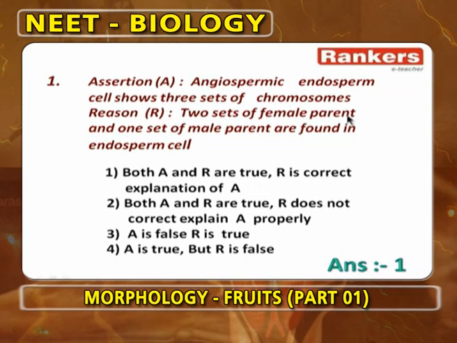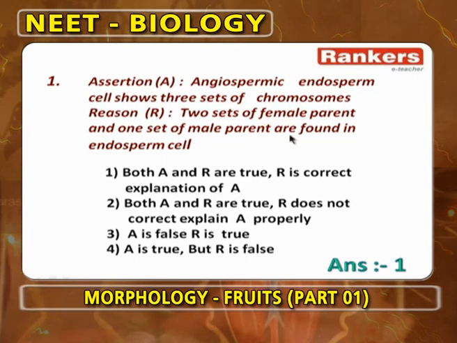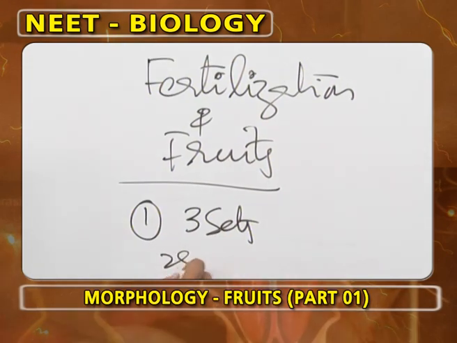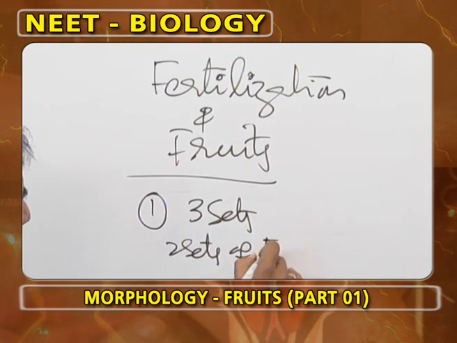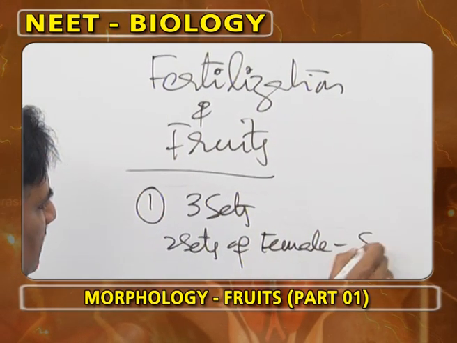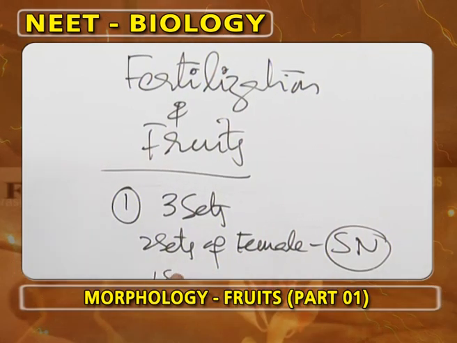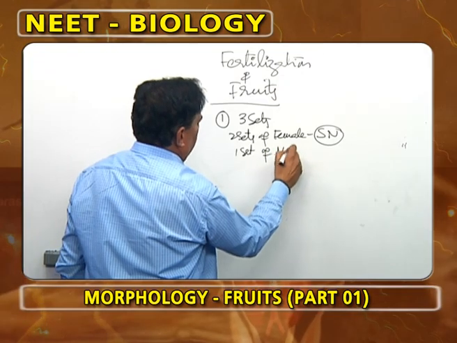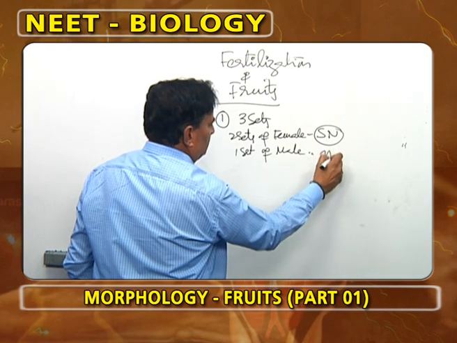2 sets of female parent and 1 set of male parent are found in endosperm. The answer is 1. Why? Because 3 sets of chromosomes, 2 sets of female parent. What are the 2 sets of female parent? Secondary nucleus. 1 set of male parent. What is the 1 set of male parent?